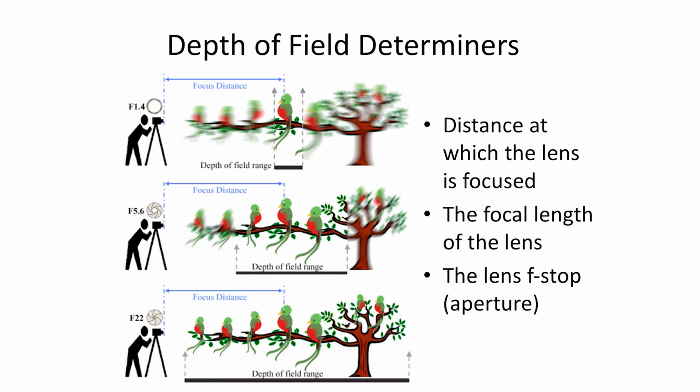Then if we go to f22, we're shut down very small, and that gives us a greater depth of field. And so you can see everything in that image is in focus.